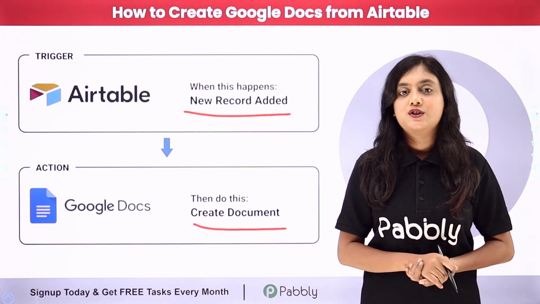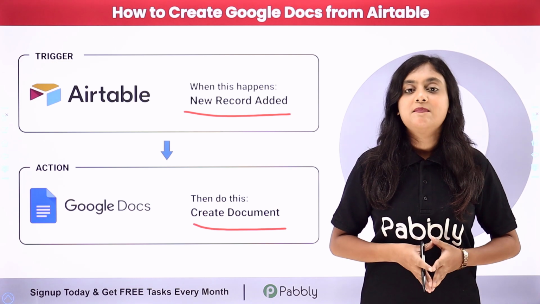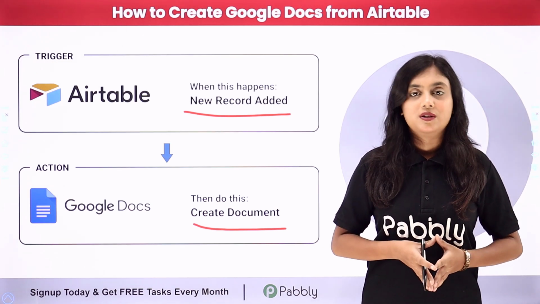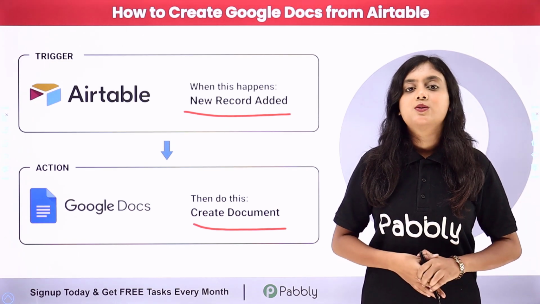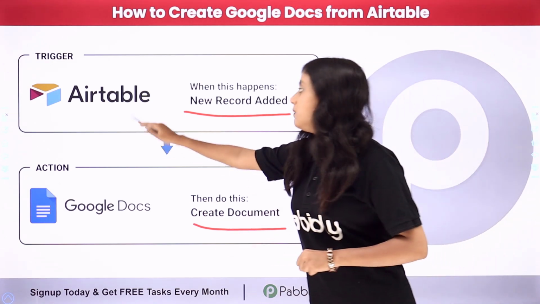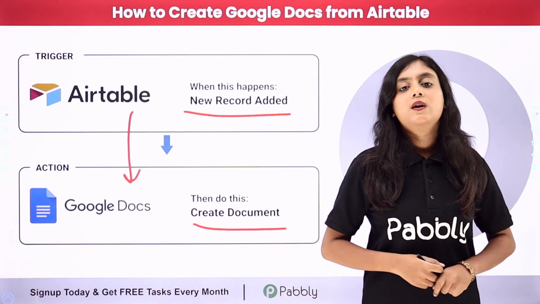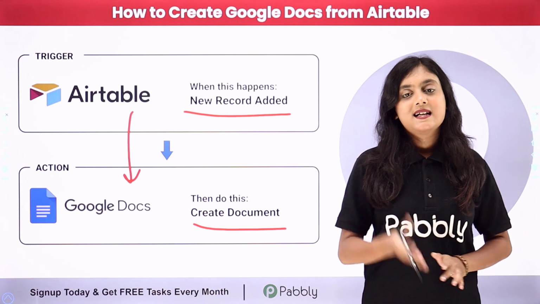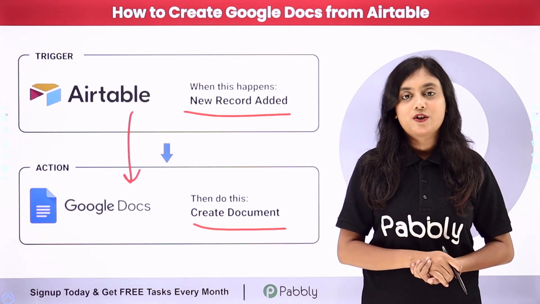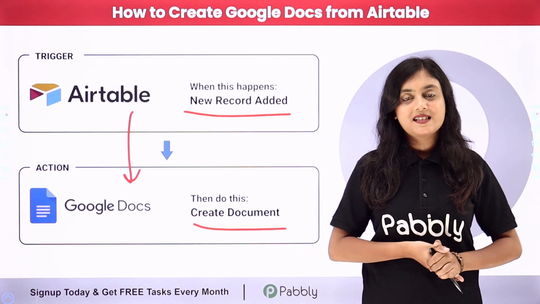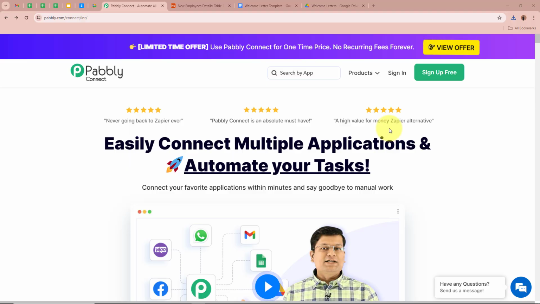And how is the letter going to be created? With the help of the template that I've already created in my Google Docs. For that, we're going to simply create an automation between Airtable and Google Docs with the help of Pabbly Connect. So if you want to learn how to do this amazing automation, then let me take you all to my screen.